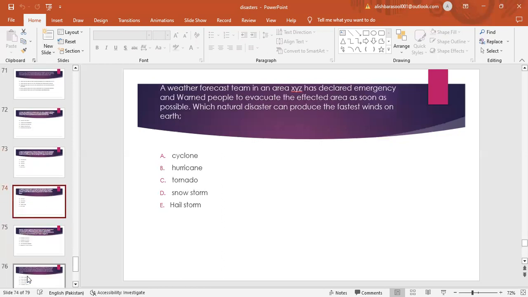A weather forecast team in an area XYZ has declared emergency and warned people to evacuate the affected area as soon as possible. Which natural disaster can produce the fastest winds on Earth? A. Cyclone. B. Hurricane. C. Tornado. D. Snowstorm. E. Hailstorm. C. Yes, C is the right answer.